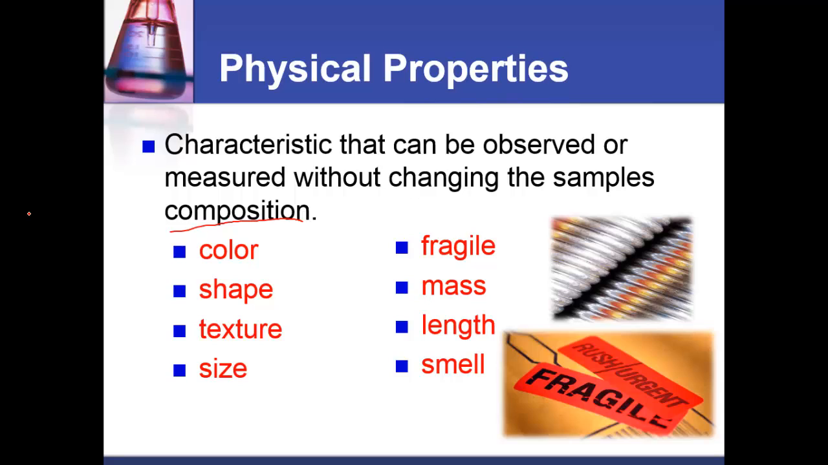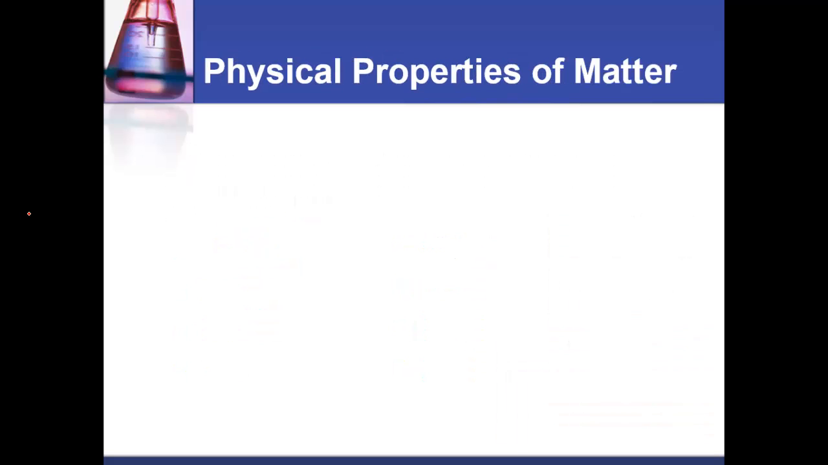So you might see a package that says fragile on it. Fragile means that it could break, so you need to be careful with it. We could see the color of the object. The line is red, could be an example. The shape, what it looks like. Texture, is it rough or smooth? How big it is. All of these are physical properties. Keeps that material the same.